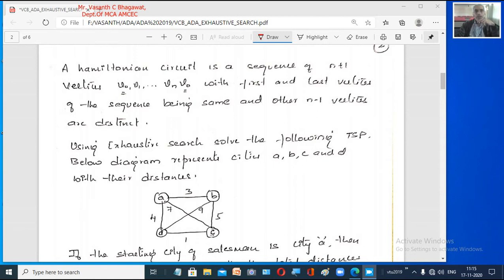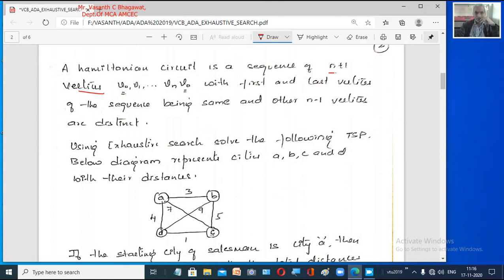So as we said, the traveling salesman problem is similar to finding the shortest path of a Hamiltonian circuit. Now let us understand how you define a Hamiltonian circuit. A Hamiltonian circuit is a sequence of n plus 1 vertices. We have already defined in our previous class what a graph is. A graph is nothing but a tuple which consists of the set of all vertices V and the set of all edges E.